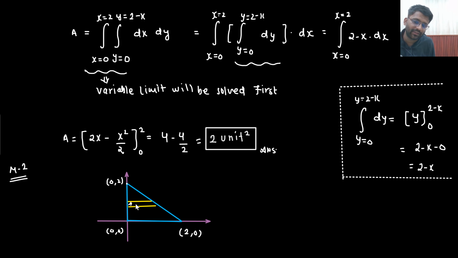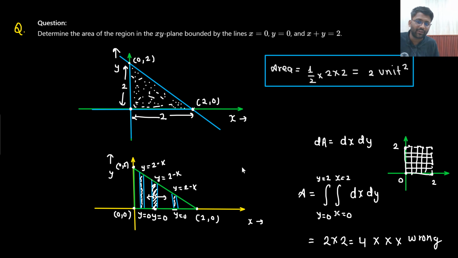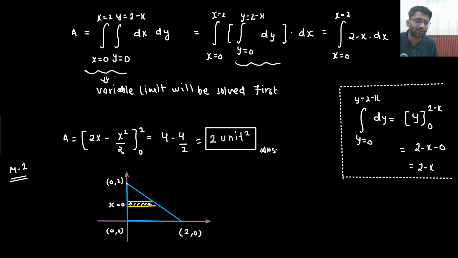I will take a strip in this manner. Now I know one thing. What is the value of x here? x equals to 0. And what is the value of x here? Using this equation, the value of x is 2 minus y.